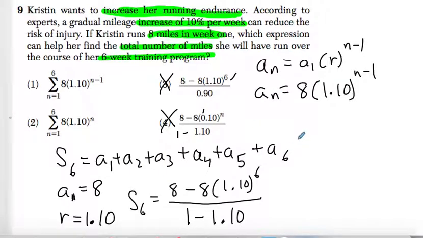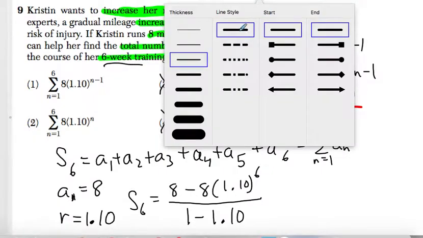If I want to do this, there's something called summation notation. I want the sum of an starting at n equals 1, but they said the 6-week training program, right? Going up to week 6. That's what we want. That's how this becomes a1 plus a2 plus a3 all the way up to a6. Now, since an is equal to this right here, I'm going to replace this for an in the original one.